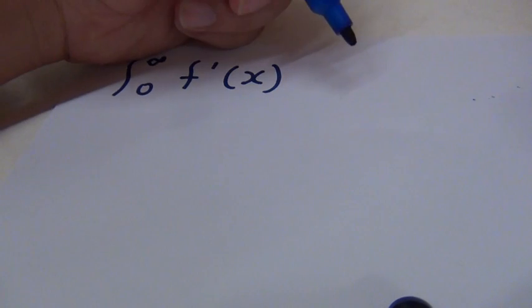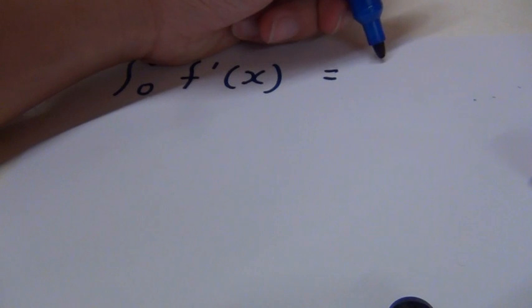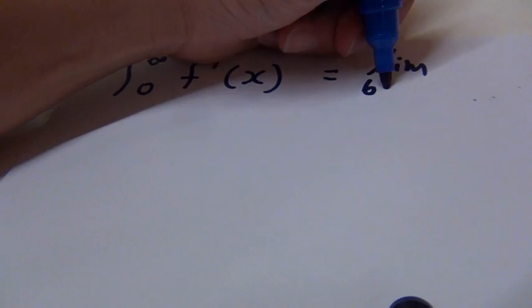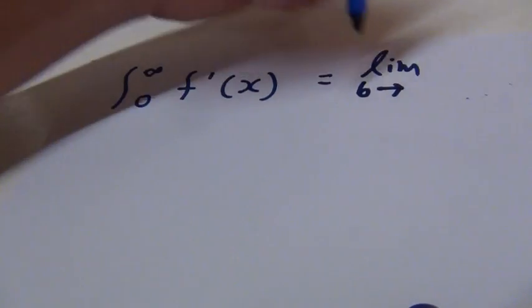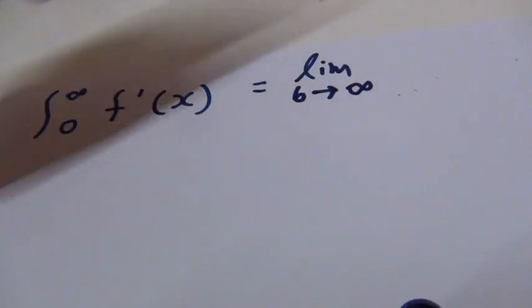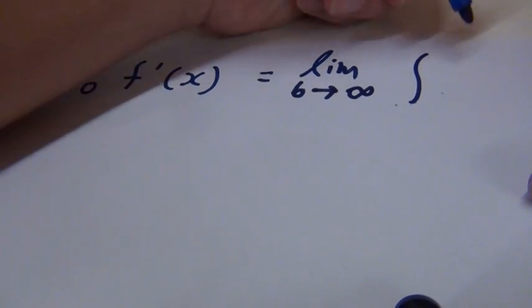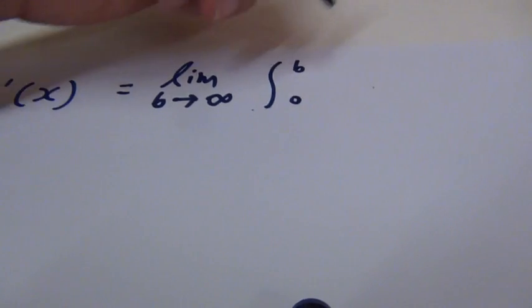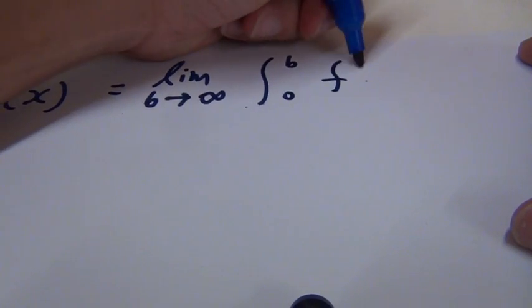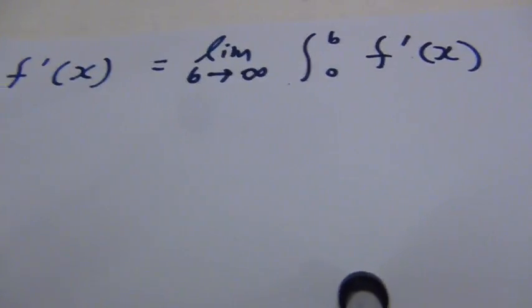One of the things they do is change this infinity to an unknown, so it looks nicer. So you write a limit, let's make this infinity become b, so b approaching infinity is what you need to do. Then you copy back your question, but you replace this infinity with a b, so b and 0. Then they write this f dash. Just copy back your question. Get it?